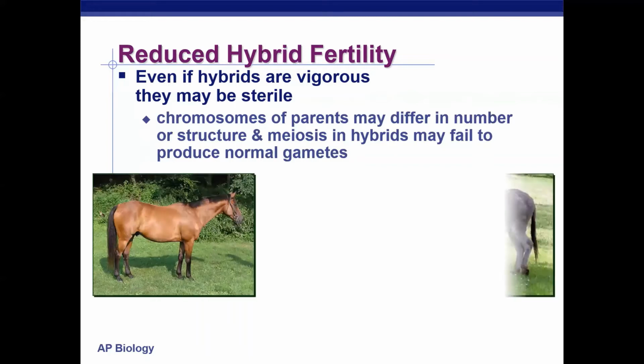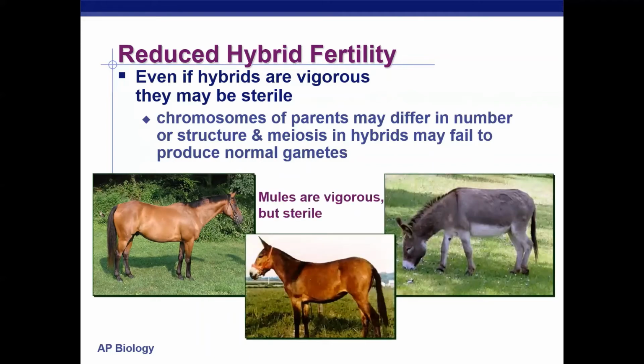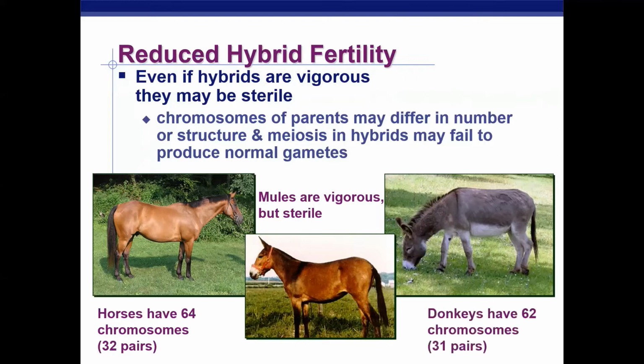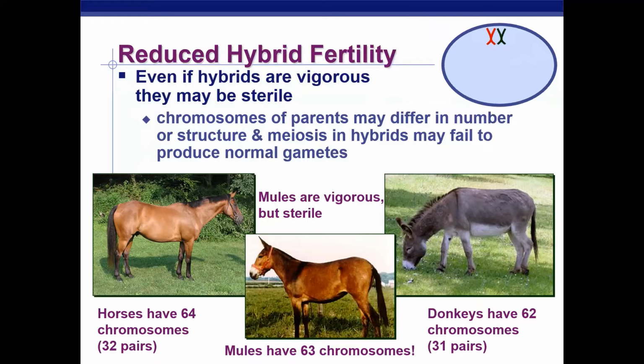For example, when you mate a horse and a donkey, you get a mule. Mules are vigorous, they could do work, but they're sterile. The horse has 64 chromosomes, 32 pairs. Donkeys have 62 chromosomes, 31 pairs. That ends up giving the mule 63 chromosomes, an odd number. So it ends up making sex cells that, once again, are not going to be normal. They're going to have a mutation, and they're going to end up being sterile, and they can't have any offspring of their own. So they are not a species on their own. So that's reduced hybrid fertility.